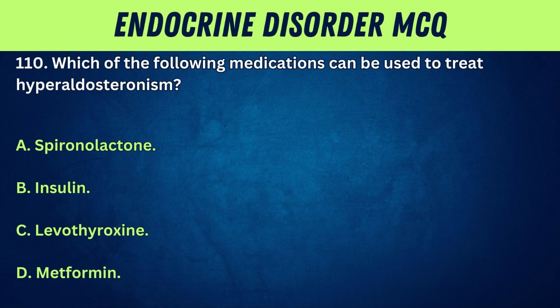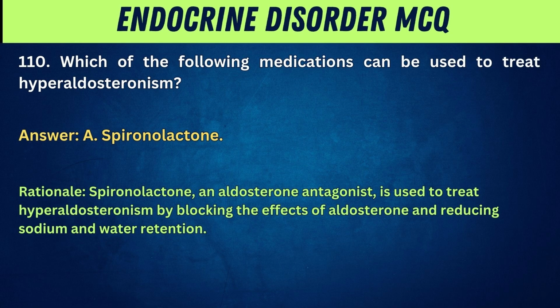110. Which of the following medications can be used to treat hyperaldosteronism? A. Spironolactone. B. Insulin. C. Levothyroxine. D. Metformin. Answer: A. Spironolactone. Rationale: spironolactone, an aldosterone antagonist, is used to treat hyperaldosteronism by blocking the effects of aldosterone and reducing sodium and water retention.